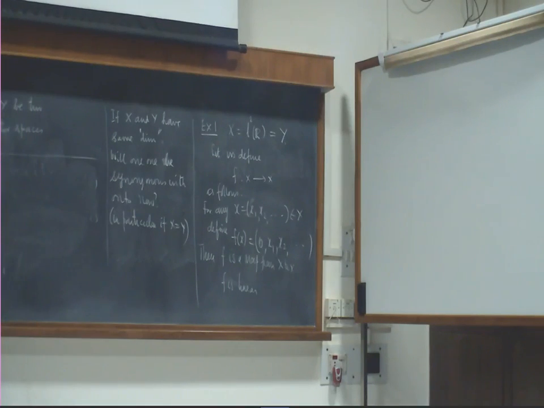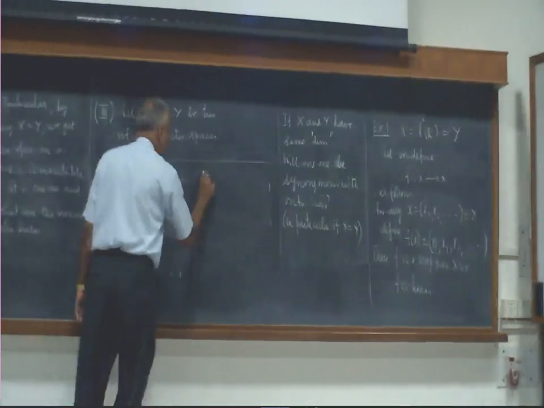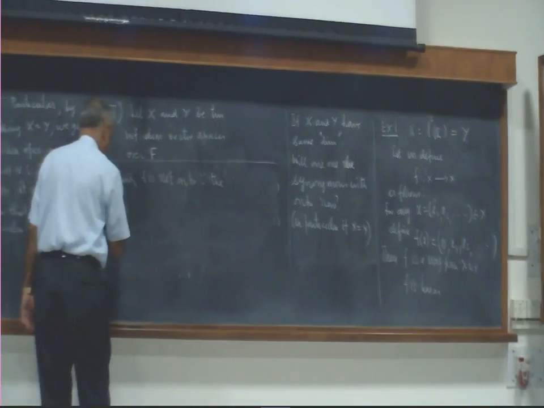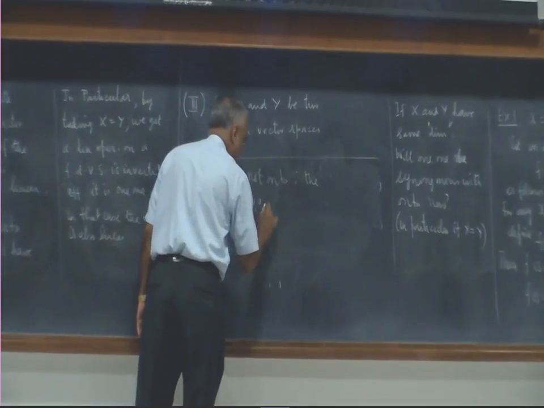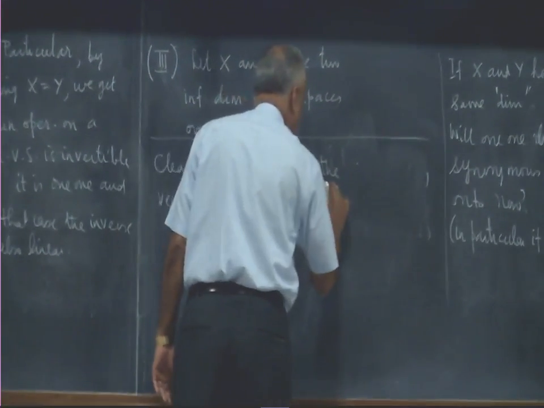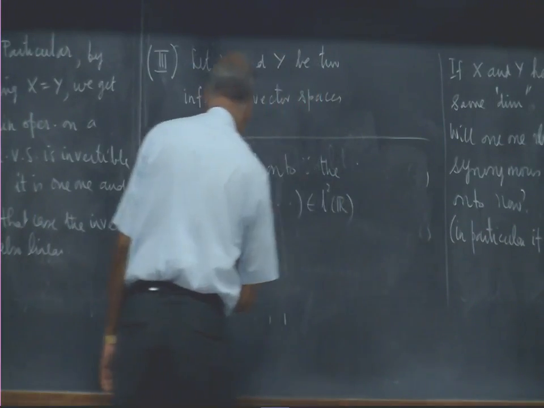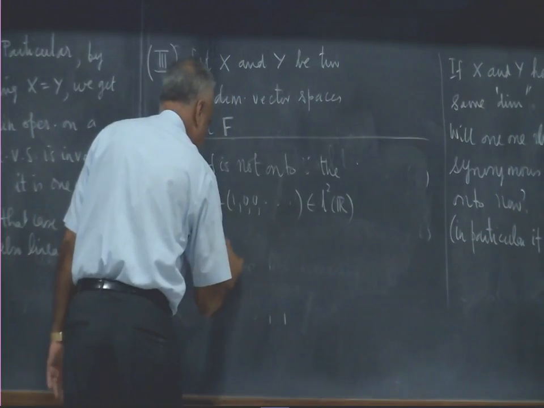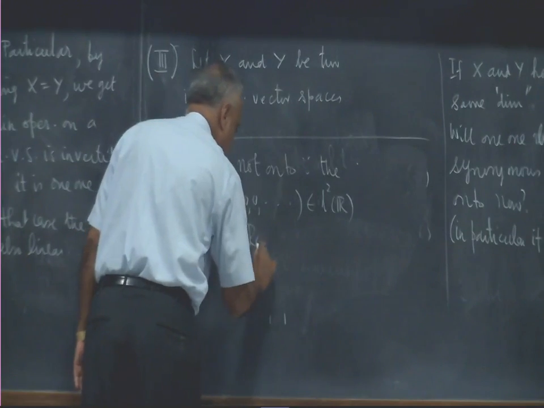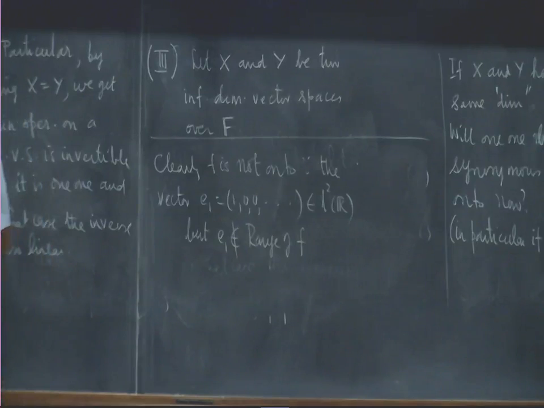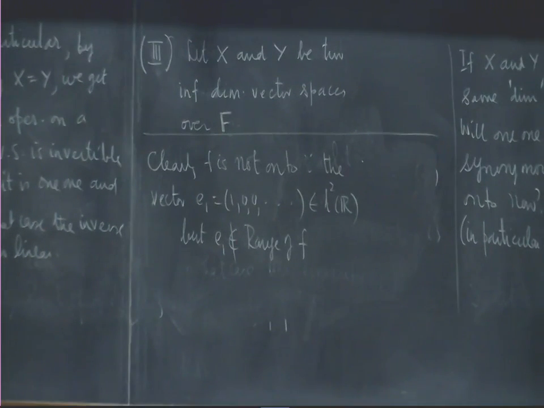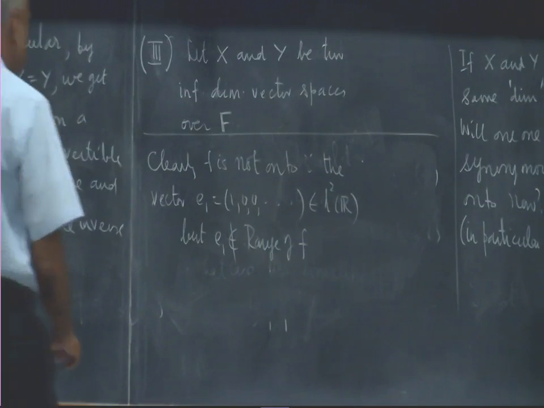f is not onto, because the vector e1 equal to (1, 0, 0, etc.) belongs to l2(R), but e1 does not belong to the range of f, because in the range of f all first components must be 0, and this fellow is not there. So, it is not onto, but f is 1-1.